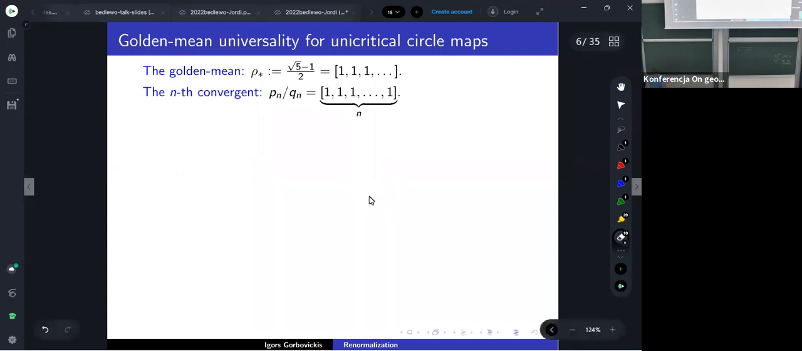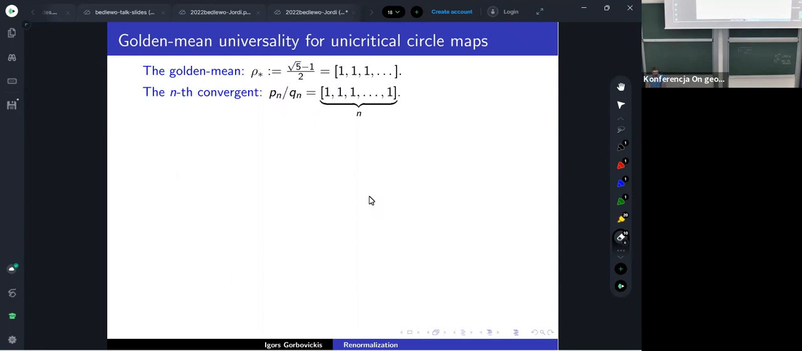And we will consider the so-called nth convergent of an irrational number, in this case of the golden mean. We'll denote them by P_n over Q_n. These are just finite parts of the continued fraction.